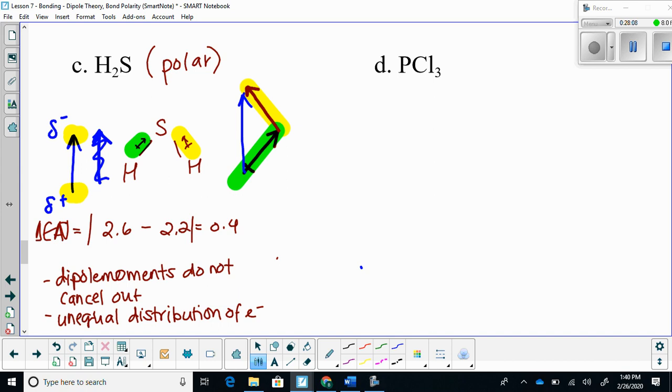So just to clarify some things. The bond between sulfur and hydrogen is nonpolar, or closer to nonpolar. However, because of the VSEPR shape and how the dipoles add up, this molecule is considered polar. So dipoles determine the molecular polarity. Electronegativity determines the bond polarity.